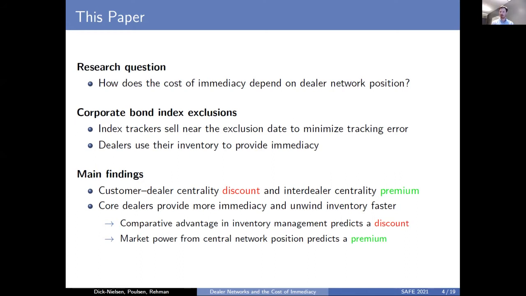Now, the fact that core dealers have a comparative advantage in managing inventory risk predicts that they can charge lower transaction costs to customers, hence a centrality discount consistent with our findings in the customer dealer market.